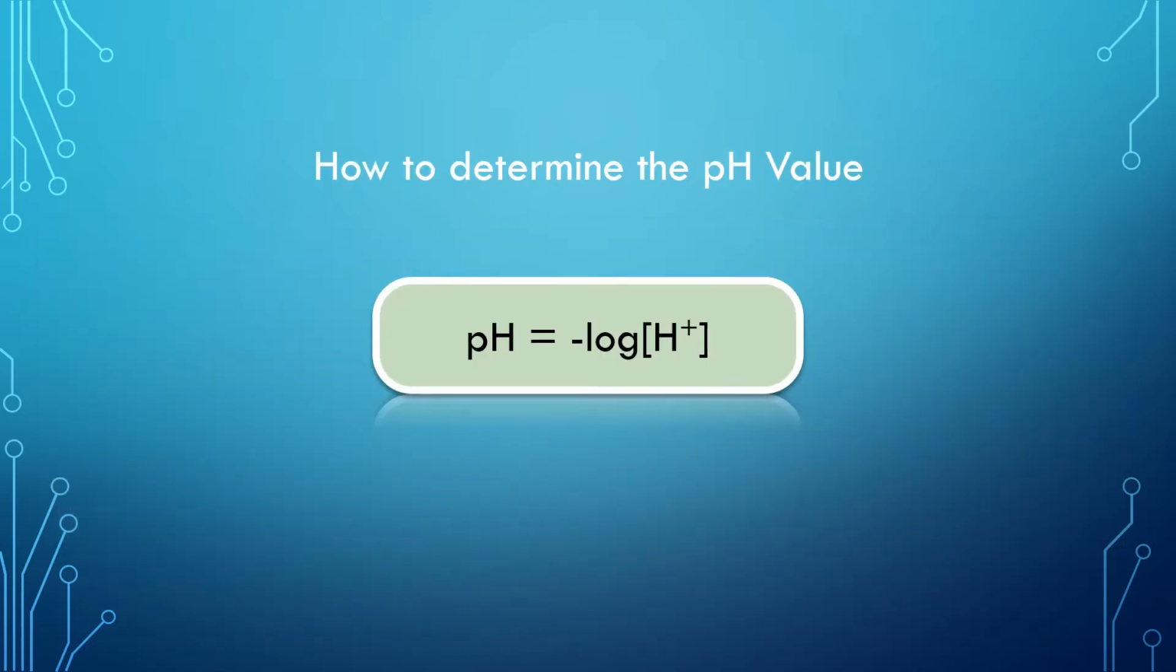Okay, so what is actually pH and how to determine the pH value? In chemistry, pH is a logarithmic measure of the concentration of hydrogen ions in aqueous solution. So log here is logarithm of base 10 and the hydrogen ion here is the concentration of hydrogen ions in unit mole per cubic decimeter of the solution. So by using this formula, we can determine the pH value of an acid by calculation.